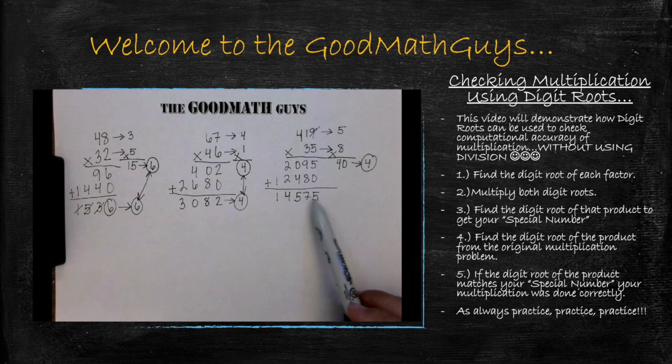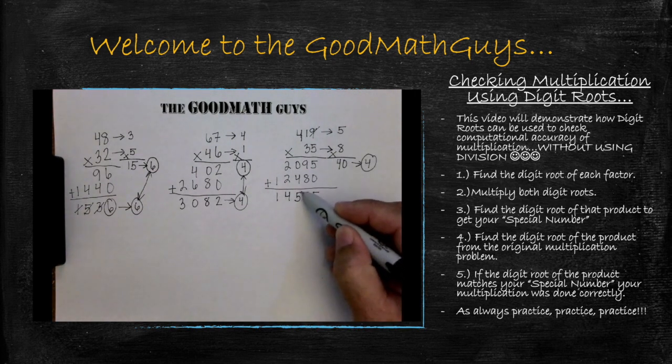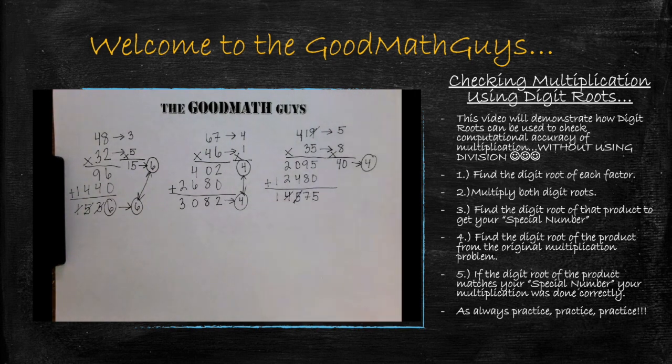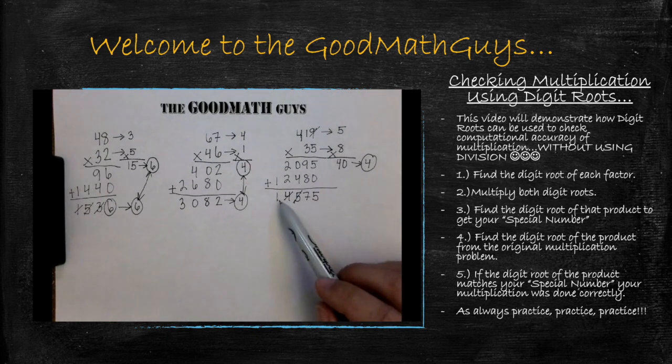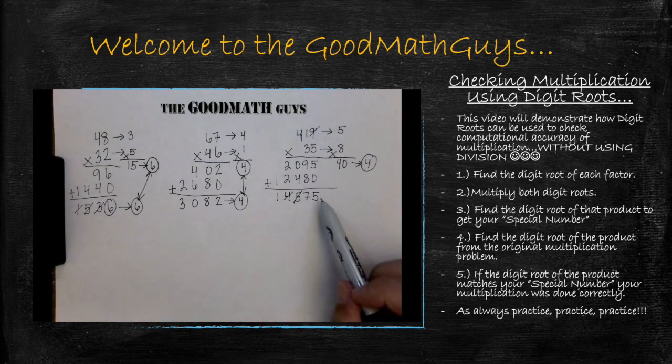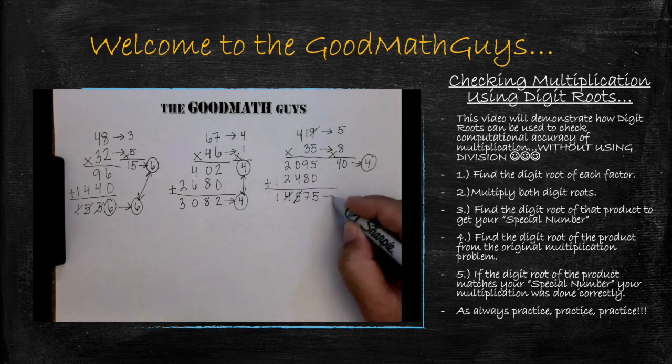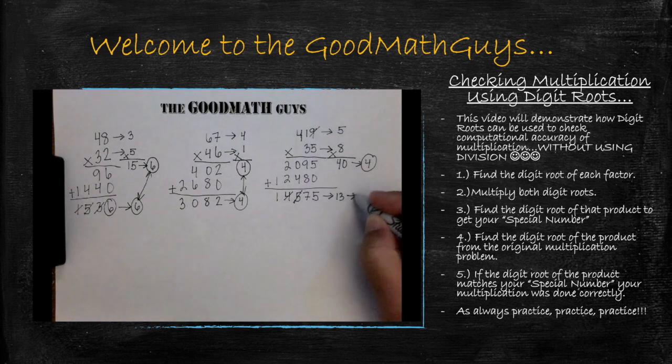So with this product, 14,575, if I get a digit root of 4 here, our math was done correctly. Again, going to try to cast out some 9s if I can see them. I see one right here with this 5 and this 4, leaving me with this 1, this 7, and this 5. So 1 plus 7 is 8, and 8 plus 5 is 13. 13 is not a digit, so we would have to continue. 1 plus 3 is 4, and again, they do indeed match.